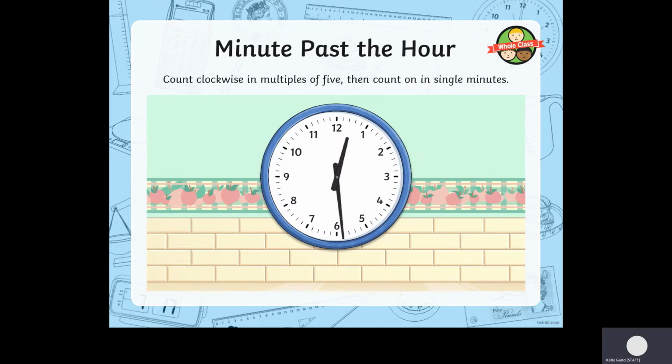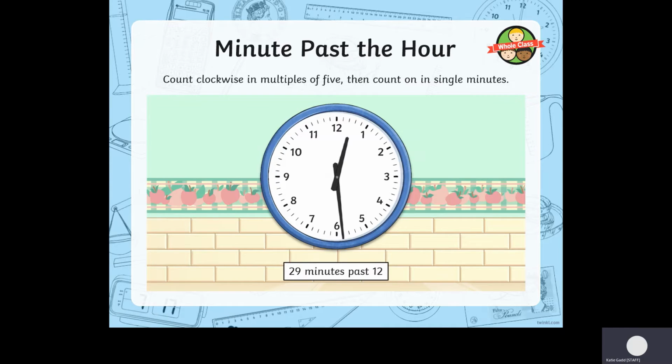Okay, so again, we can count in multiples of 5, 5, 10, 15, 20, 25, and then we have to stop and count on in single minutes. 25, 26, 27, 28, 29. So it's 29 minutes past 12.